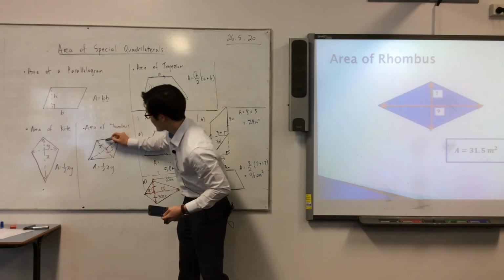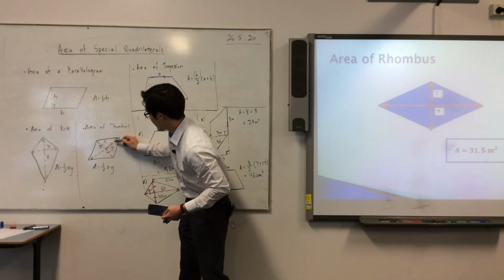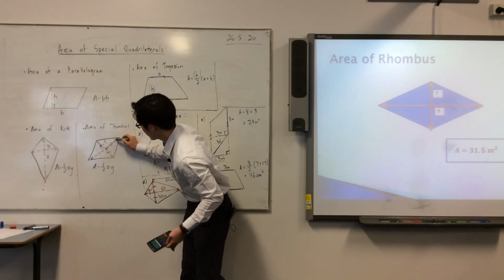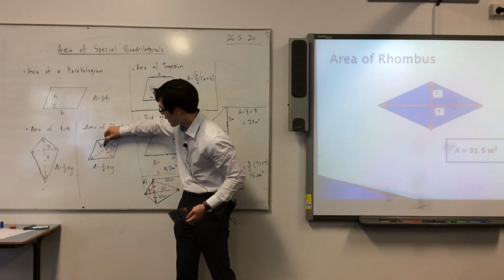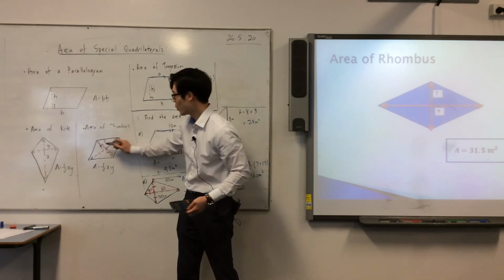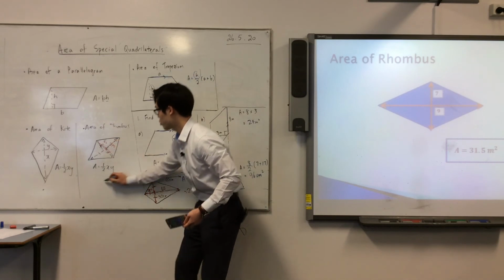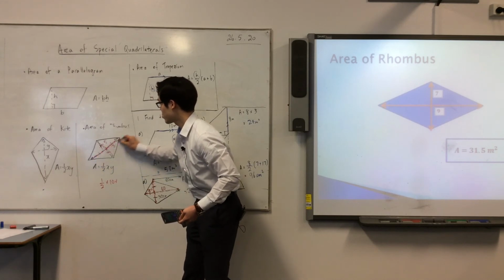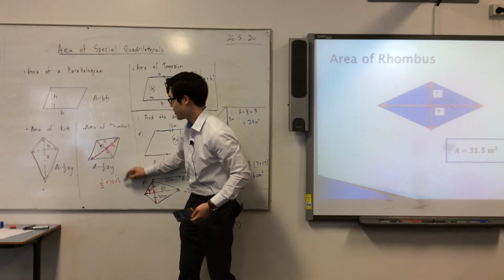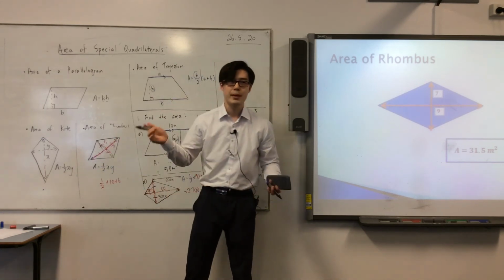So sometimes, for example, if they give you, let's say that's 5, and let's say that's 3. Then the whole diagonal length would be, what's 5 plus 5? So we would do half times 10 times, what's this whole thing? 6. Okay, should have been the other way around. This is the longer diagonal, but you get my point.